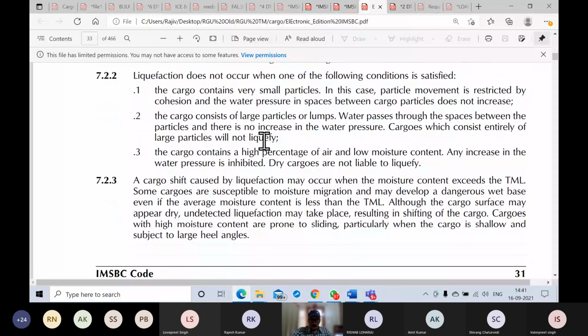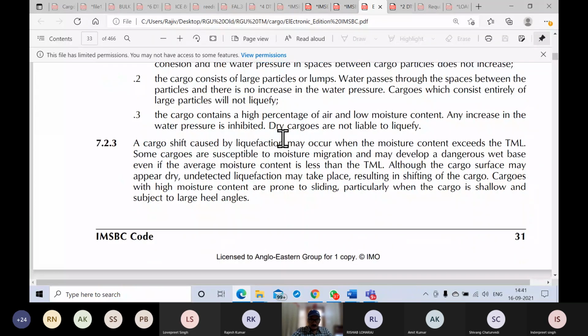If the cargo contains large particles, water will pass through the spaces, and water pressure will not be an issue. Cargo which consists entirely of large particles may not liquefy. But normally what is happening is that the cargo contains both large particles and some fines. If you remember, this is why DRI is supposed to be loaded with a very small amount of fines so that cargo space is not compromised on.